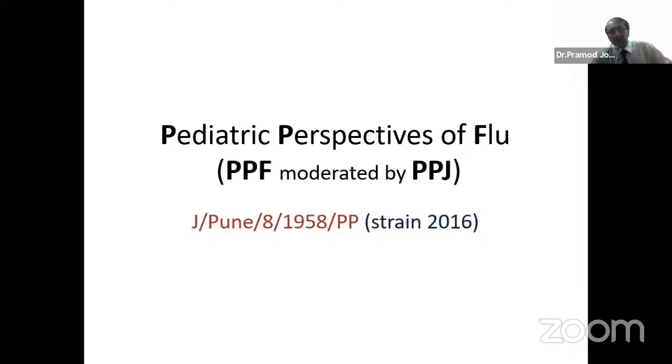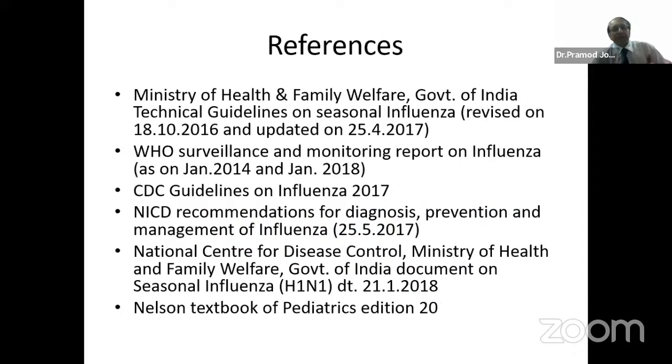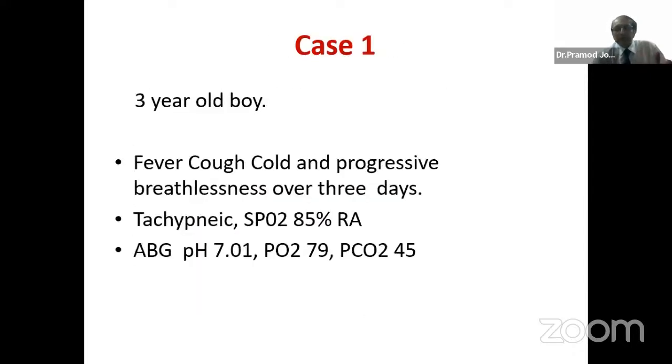Of course, in the course of our talk, we will come to understand how the nomenclature of influenza viruses is given. And we will discuss certain important aspects of flu with special reference to oseltamivir. Let us start with a small case of a 3-year-old boy who has fever, cold, cough, and progressive breathlessness over 3 days. This is a routine case coming to us for fever, cold, and cough. But this child has become progressively breathless. He is tachypneic, and the saturation at room air has gone down.